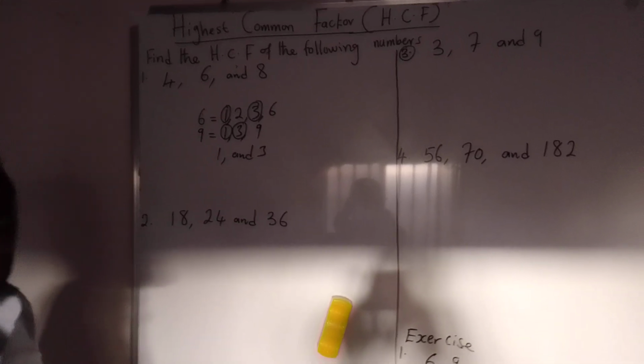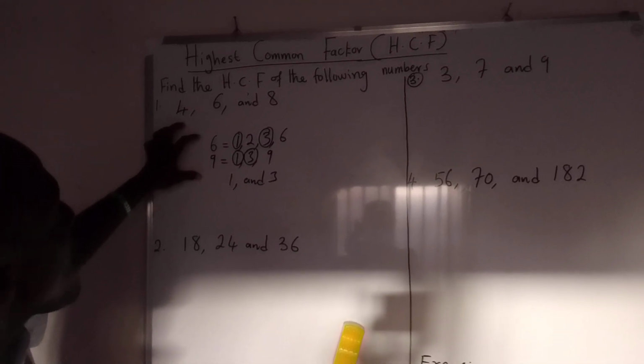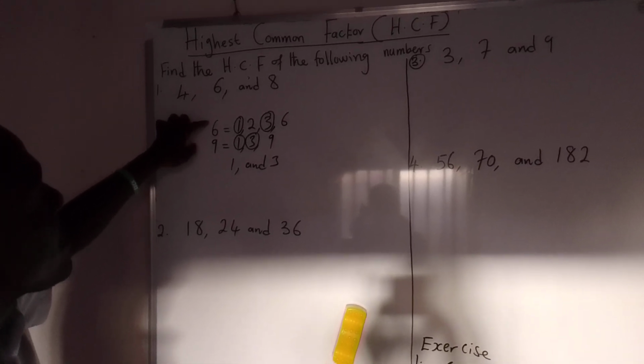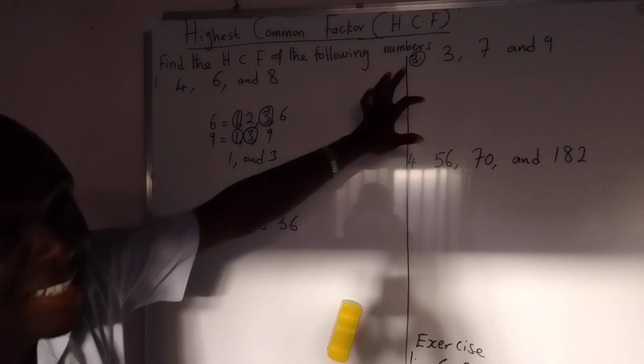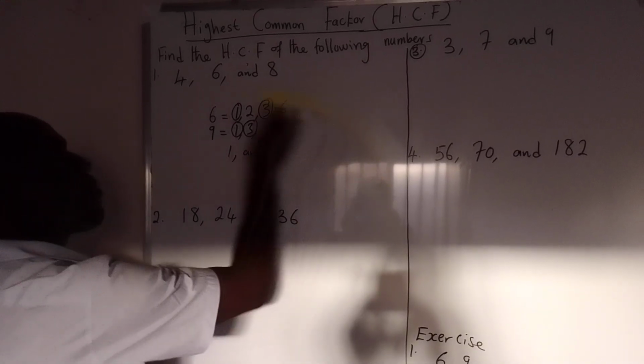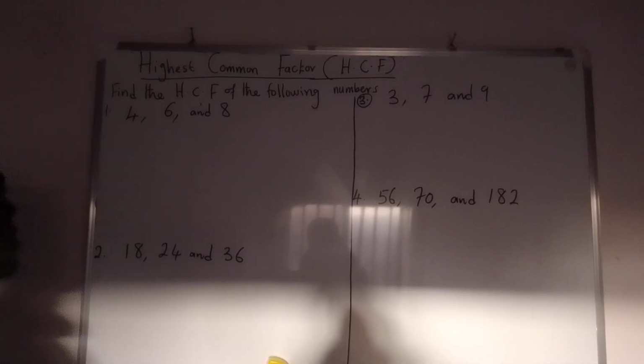Now, when they say the highest common factor, that is the number that can divide both 6 and 9, among the common factors, and that is the highest. That's what they're trying to say. But there's a quick way in which a child can solve or get the highest common factor of numbers.